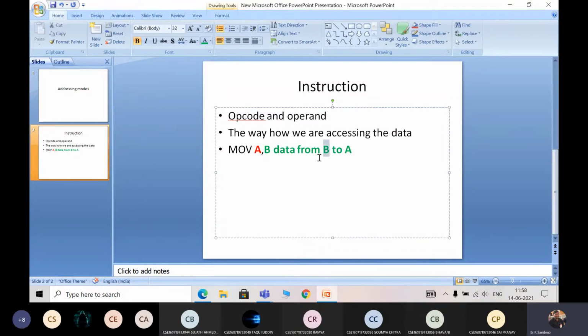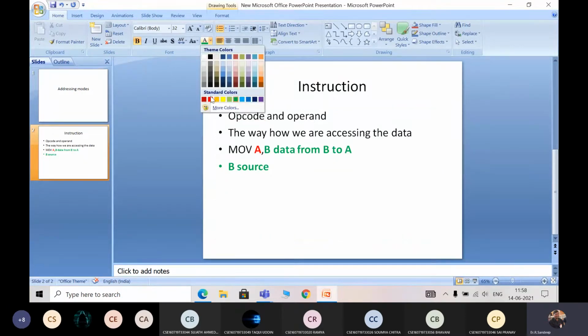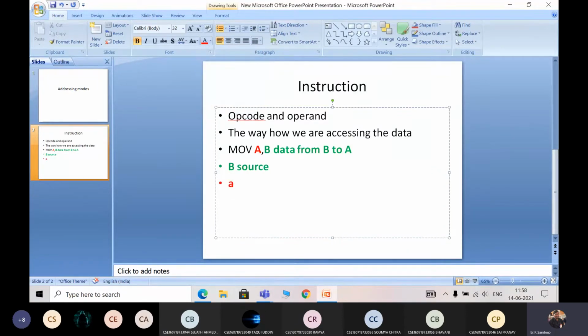Here B will be called a source register, and A will be called a destination register. So when we are going to move the data from one register to another register, these two registers we are using. Move is an instruction which we call an opcode, and the operand is nothing but from where we are going to move the data.